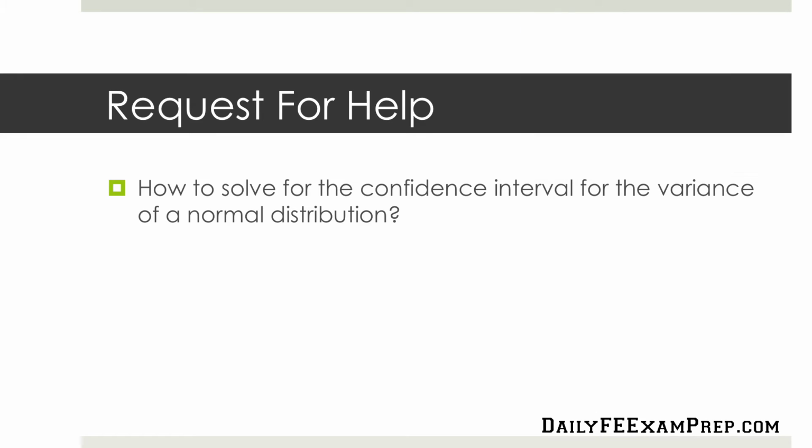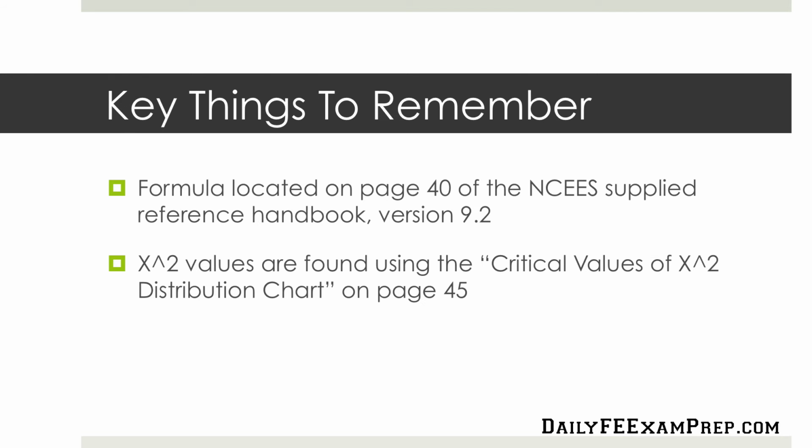So her request for help was to learn how to solve for the confidence interval for the variance of a normal distribution. Probability and statistics can get confusing, especially with all the terminology, which doesn't really define itself very well. So let's try and break this down and hopefully clear it up for you guys. Some key things to remember: the formula is located on page 40 of the NCEES Supplied Reference Handbook, version 9.2, and the chi-squared values are found using the critical values of chi-squared distribution chart on page 45.